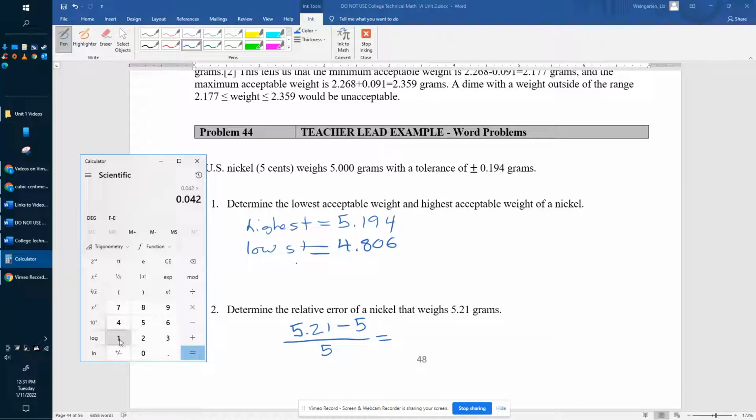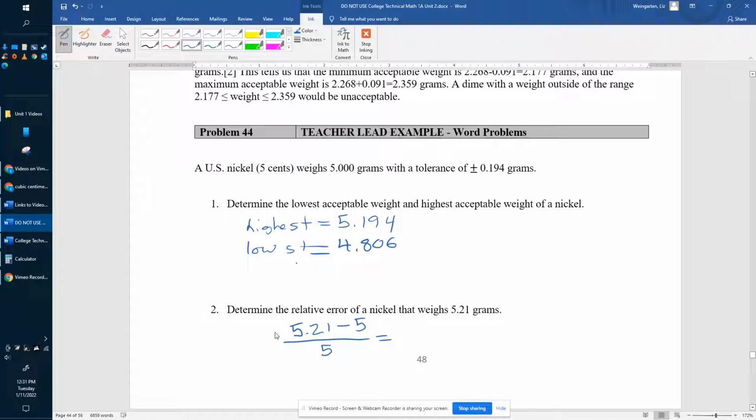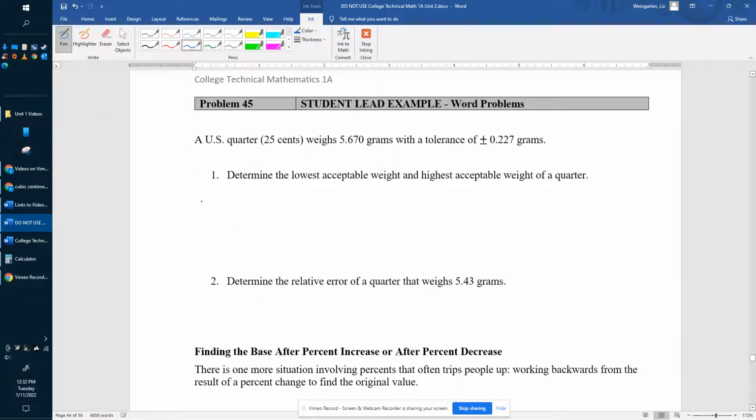Remember to multiply by 100. 4.2%. It's 4.2% larger than it should be. If you'd like to, you can take a moment to work on problem 45.